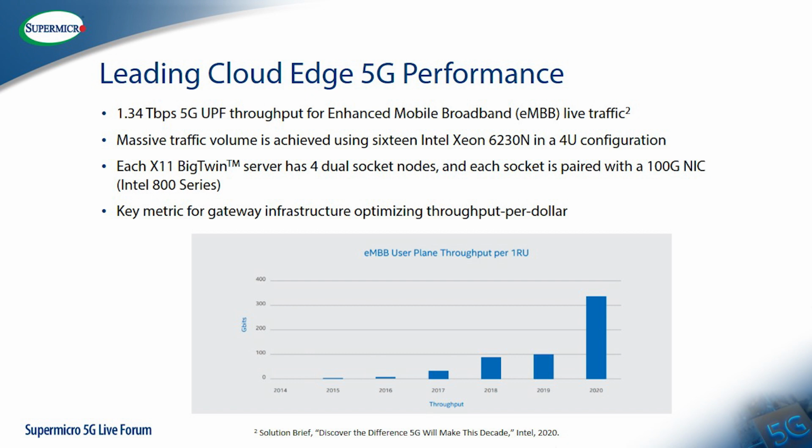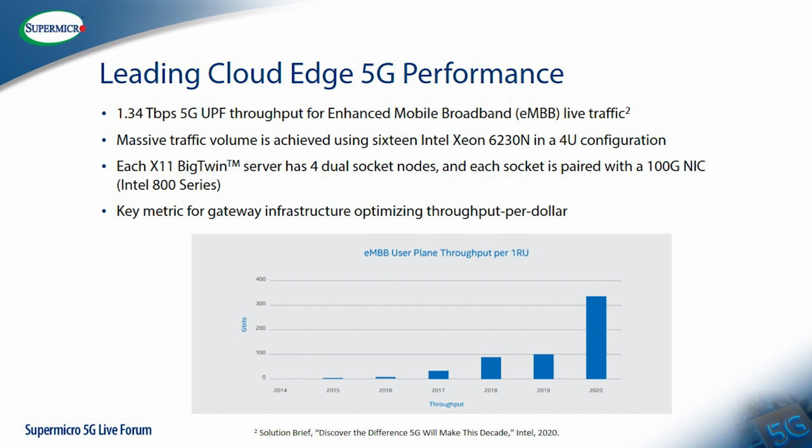Now, this is an industry benchmark for enhanced mobile broadband performance, or eMBB live traffic, and we're able to achieve this with 16 CPUs in a 4U configuration. As Bill mentioned earlier, our BigTwin system architecture is a no-compromise design. Each subsystem has 2 CPUs, and each one of the CPUs is paired with a 100 gig NIC card based on Intel 800 series.